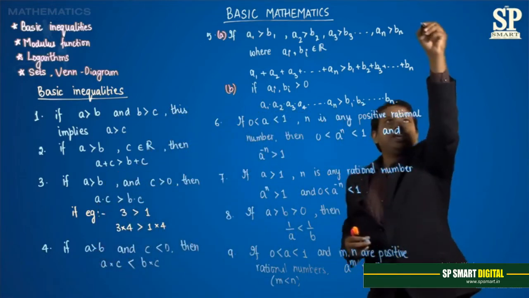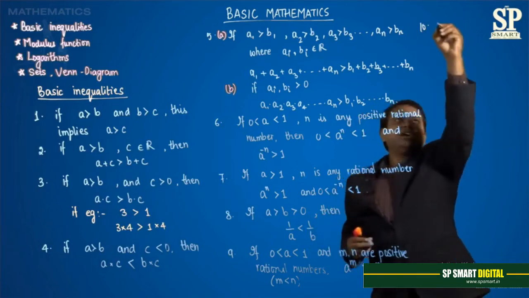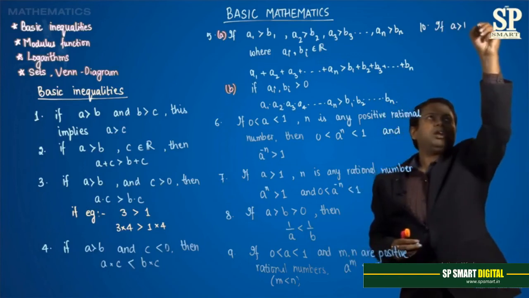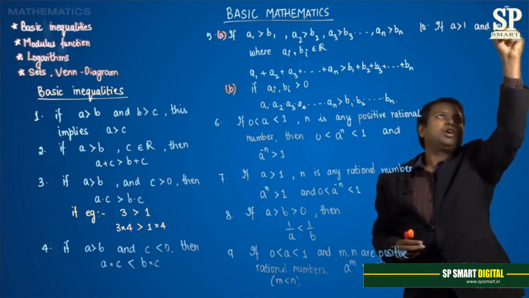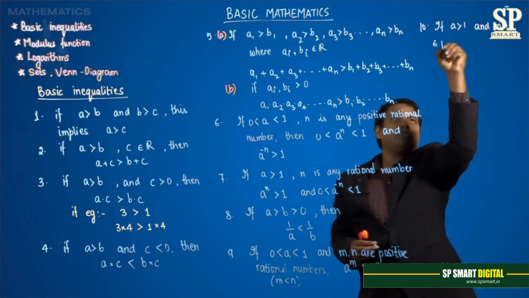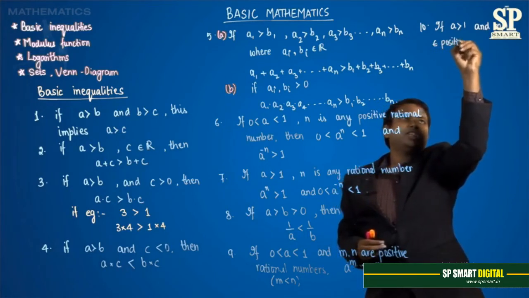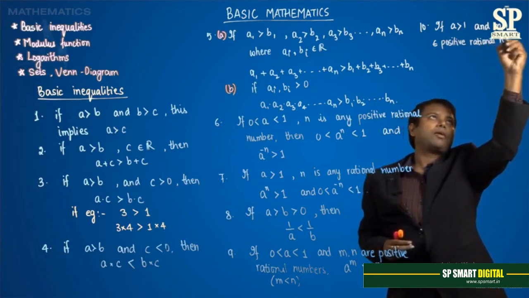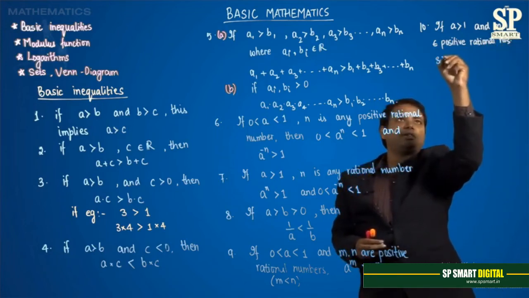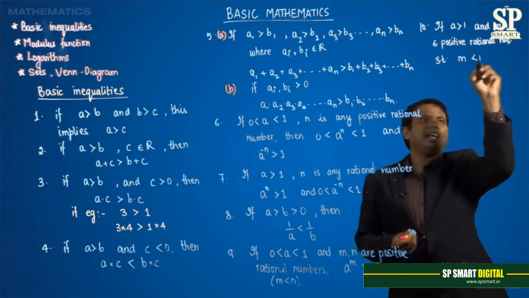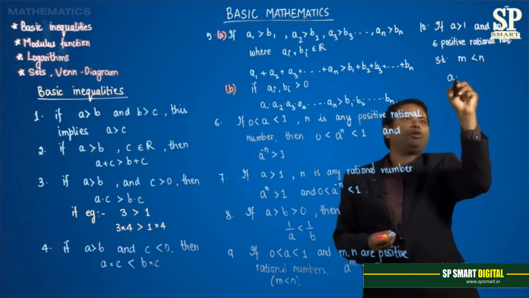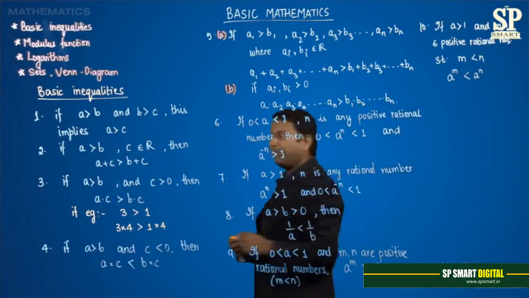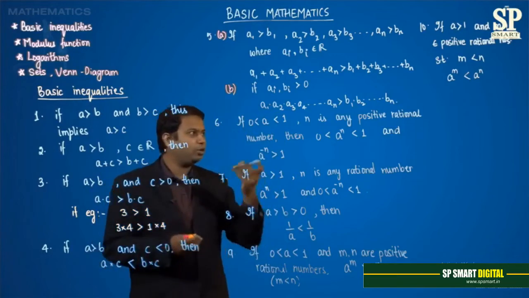Now what happens if, let us say, a is greater than 1? If a is greater than 1 and m, n belong to positive rational numbers such that m is less than n again, then we can have a to the power m is less than a to the power n. So these are some of the very basic inequalities related to numbers.